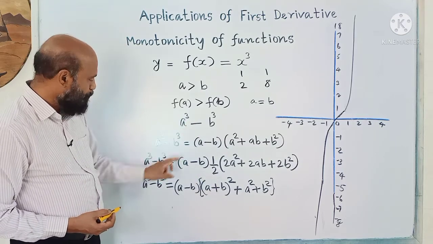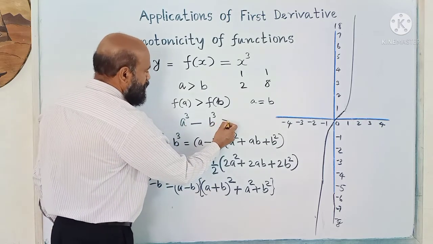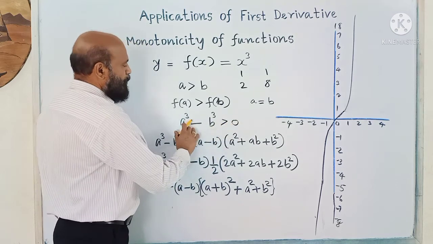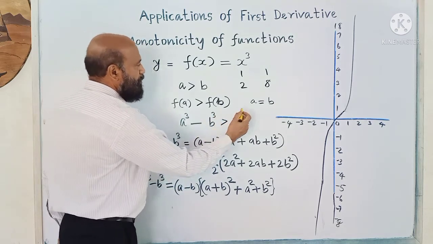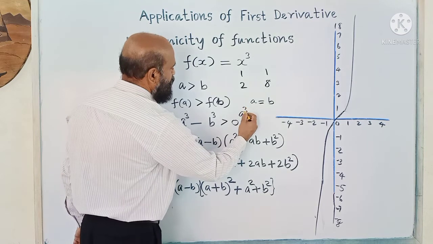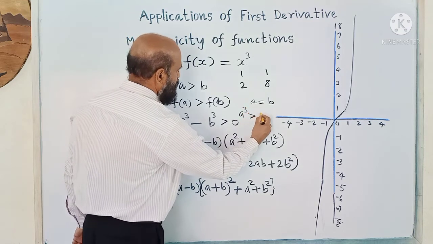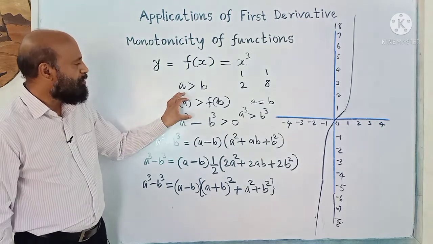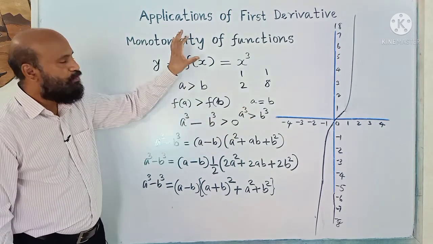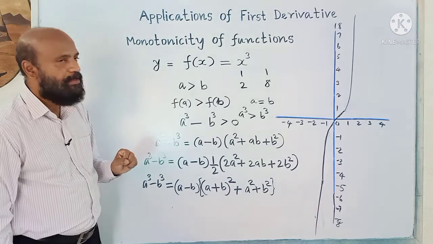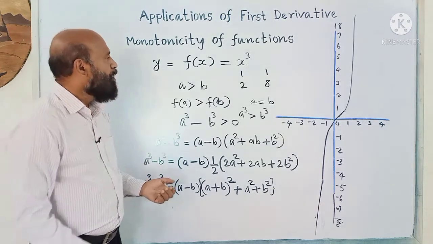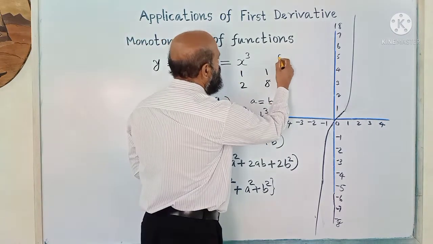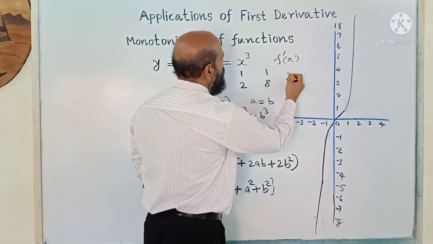That means a cube minus b cube is greater than 0. That means a cube is greater than b cube. If you take it to the other side, that means f of a is greater than f of b. So this function is strictly increasing. Now you find the first derivative, f dash x.